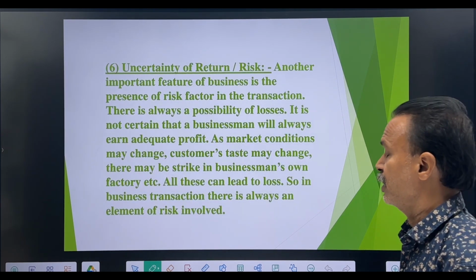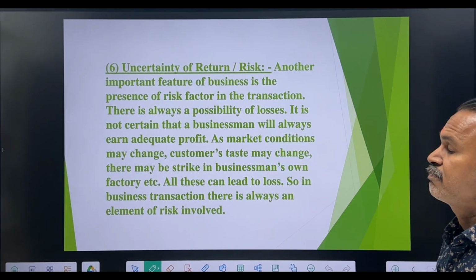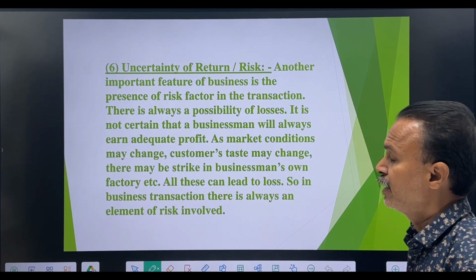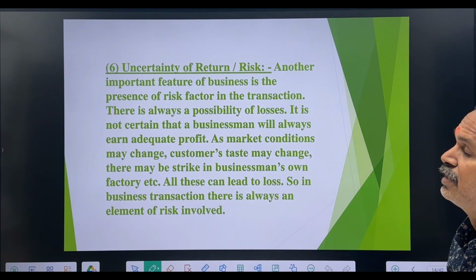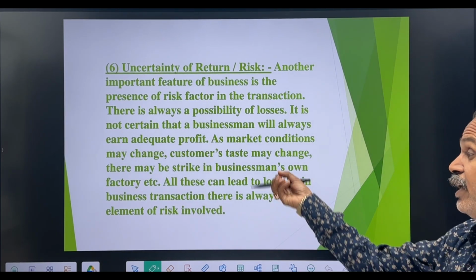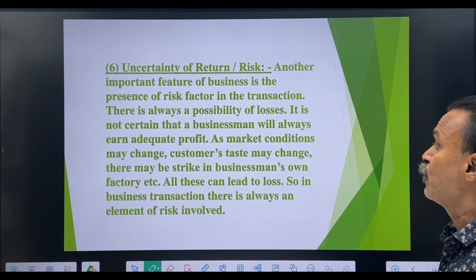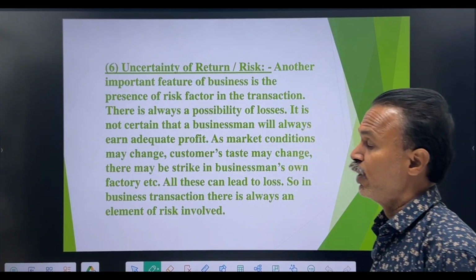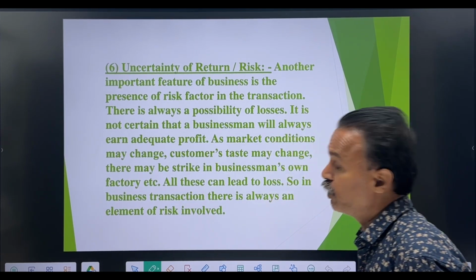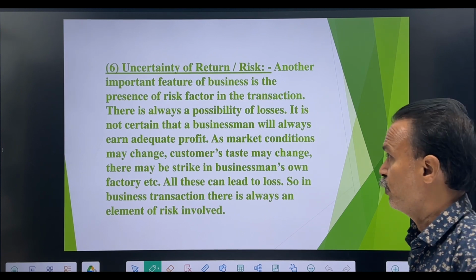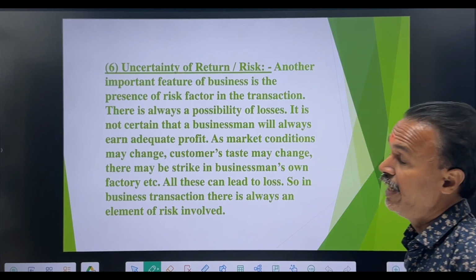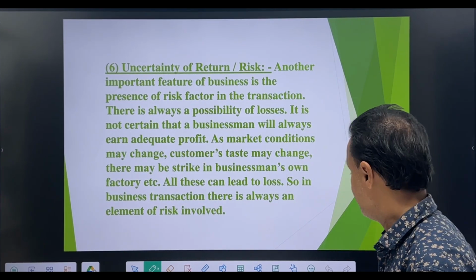Uncertainty of return or risk. Businessmen always bear different types of risk and uncertainty. These risks are change in the demand, change in taste, change in price, change in technology, etc. Businessmen bear all these types of risk. Due to bearing these types of risk, he is rewarded by profit. So it is said in business: more risk, more profit; no risk, no profit. So there is always possibility of uncertainty and risk in the business.